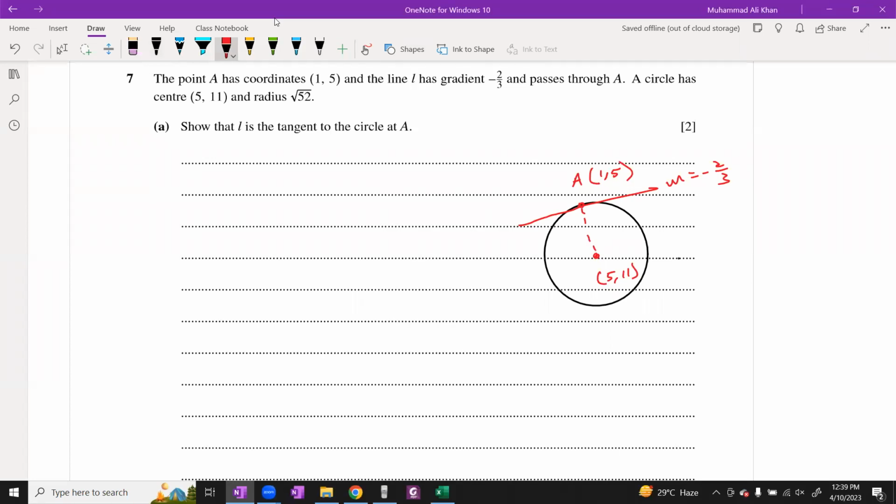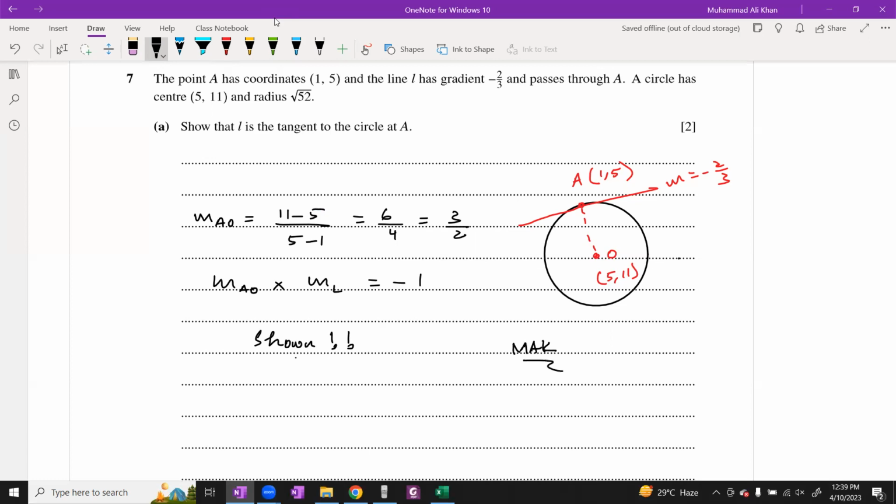अगर line tangent to the circle होगी, तो gradient of AO, मैं calculate कर रहा हूँ, 11 minus 5 over 5 minus 1, it will be 6 over 4, which is 3 over 2, and this is gradient of AO multiplied by gradient of the line is equal to minus 1, show. कैसे show हुआ? Gradient negative reciprocals थे, जब gradient negative reciprocal हुए, तो it means यहाँ पर 90 degrees बन रहा.